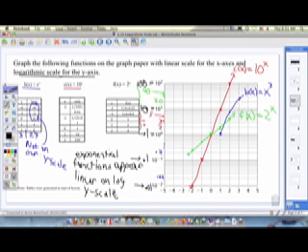Does it make sense how to graph these? I mean, it's a different coordinate system, or a different way of numbering the coordinate system, but it's still the same idea. You figure out where your points are, you plot the points, you connect the dots, and it gives you a good idea.